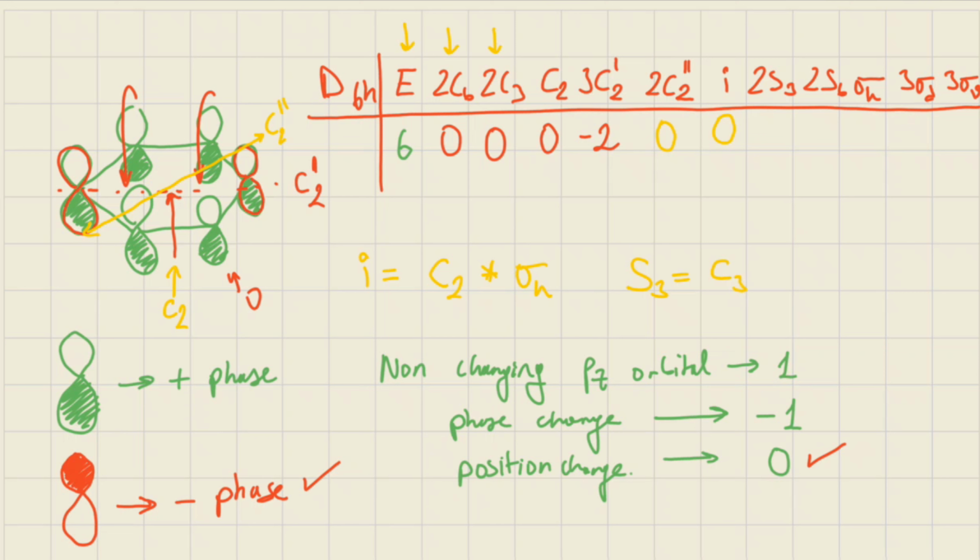S3 means C3 times sigma h. I will apply C3 here. I will take the sigma h, all the positions will change again. So the answer is again 0.